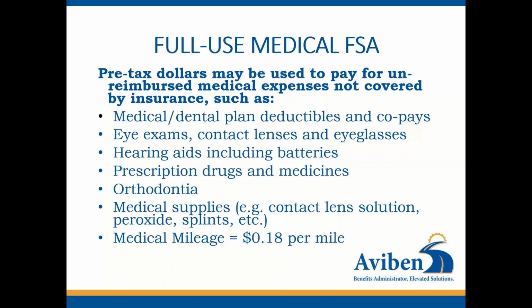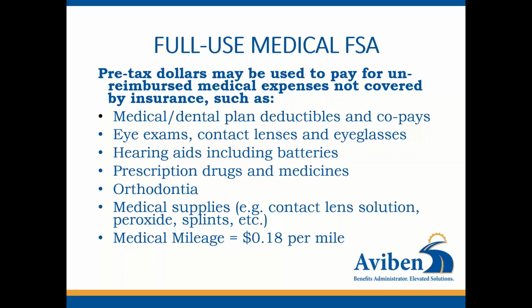So now I'm going to jump into the categories, a little more detail. Full use medical FSA is for pre-tax dollars, and may be used to pay for unreimbursed medical expenses. Now, obviously, this is medical expenses that are not covered by your insurance or by a health savings account or by any other form of consumer-driven healthcare. Some examples of this are medical or dental plan deductibles and copays, anything you're paying out of pocket for your doctor visits, eye exams, contact lenses and eyeglasses, hearing aids, including the batteries for hearing aids. As we know, hearing aids are not cheap. If you have to have one, it's a good way to pay for it, at least with tax-free money.